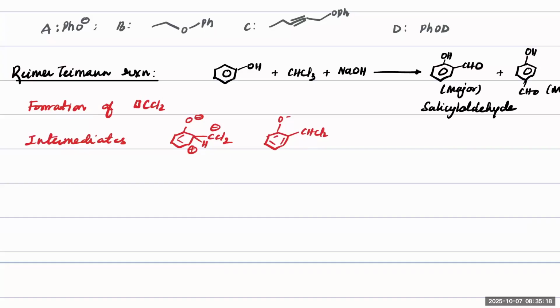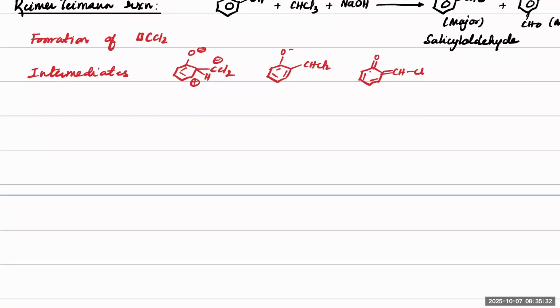This is how intermediates are formed. The other intermediate will be double bond here, double bond CH, Cl, and double bond and double bond. This is another intermediate which is formed during the reaction. So learn how the intermediates are forming in this case. Clear?